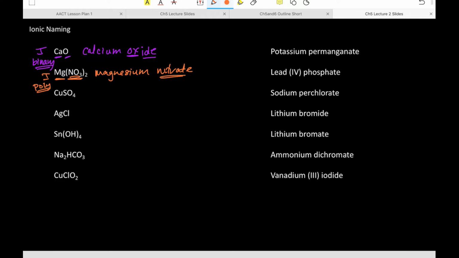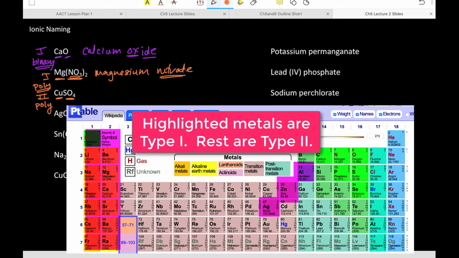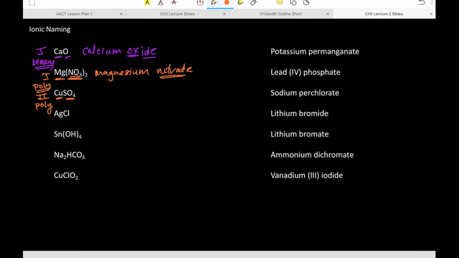Next up, we have another compound. So copper, is that a metal? Yes. Sulfate is a polyatomic ion, so we know it's a poly. Type 1 or type 2? This one is a type 2, which means that what special thing has to happen? We've got to work backwards to figure out its charge. So let's go ahead and get the other pieces of its name. We know it's going to go with the full name of the cation, and because it is polyatomic, we're just going to use the full name of that anion.